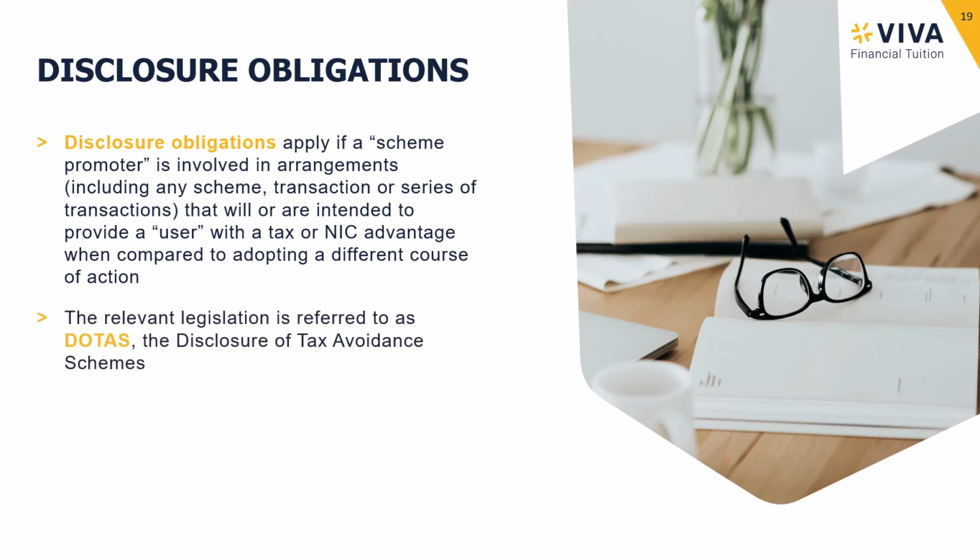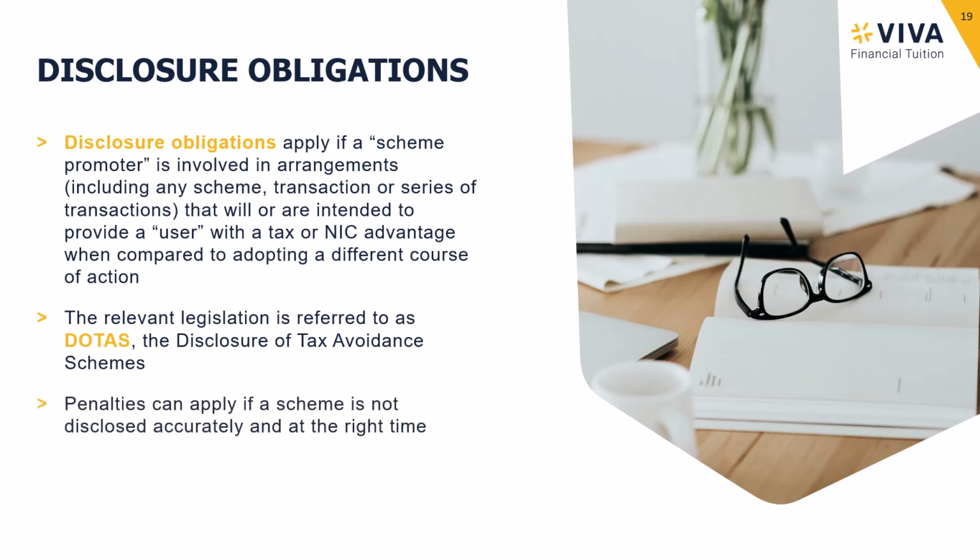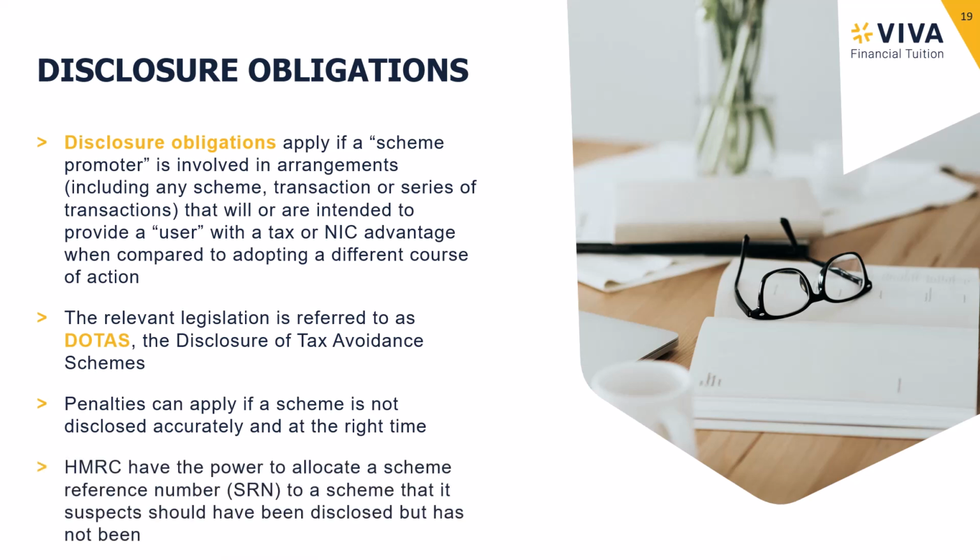The relevant legislation that we're looking at here for the disclosure obligations is called DOTAS, the Disclosure of Tax Avoidance Schemes. And penalties can apply if such a scheme is not disclosed accurately or if such a scheme is not disclosed at the right time. In addition to this, HMRC will also have the power to allocate a scheme reference number, an SRN, to a scheme that HMRC suspects should have been disclosed under the DOTAS arrangements but has not been disclosed.